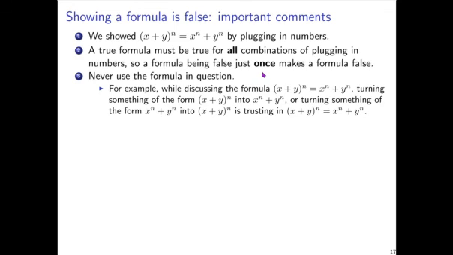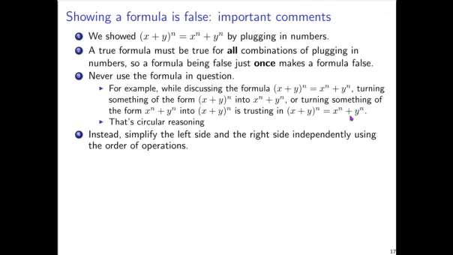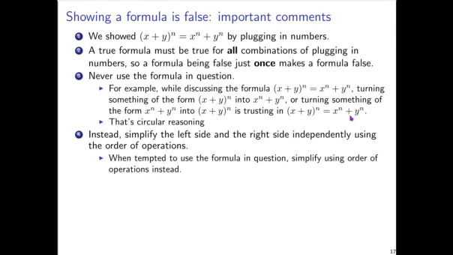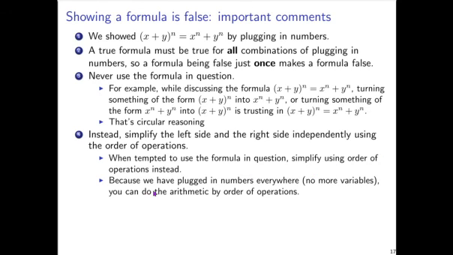Never use the formula in question. For example, when looking at this false formula, turning something that looks like x plus y to the nth into x to the nth plus y to the nth, or in reverse, turning x to the nth plus y to the nth into the form x plus y to the nth, that would be trusting this formula. And we shouldn't do that. That's circular reasoning. Instead, for a false formula, simplify the left and right side independently using the order of operations. When you're tempted to use the formula in question, the point is to simplify using the order of operations instead.